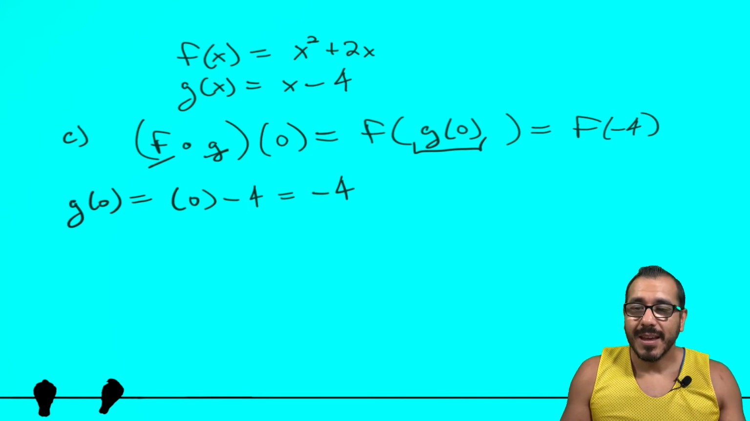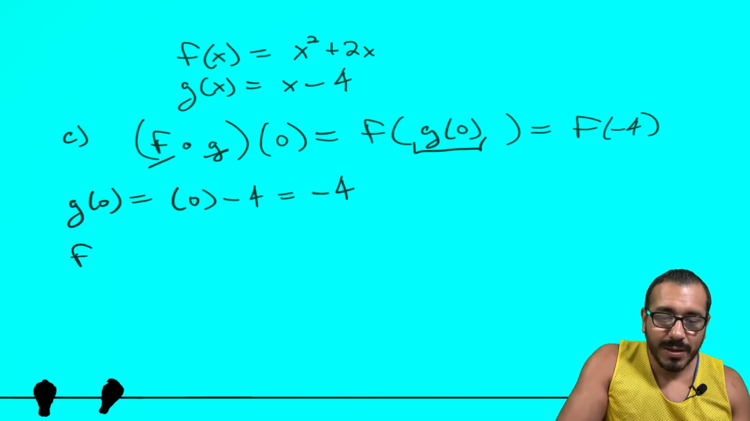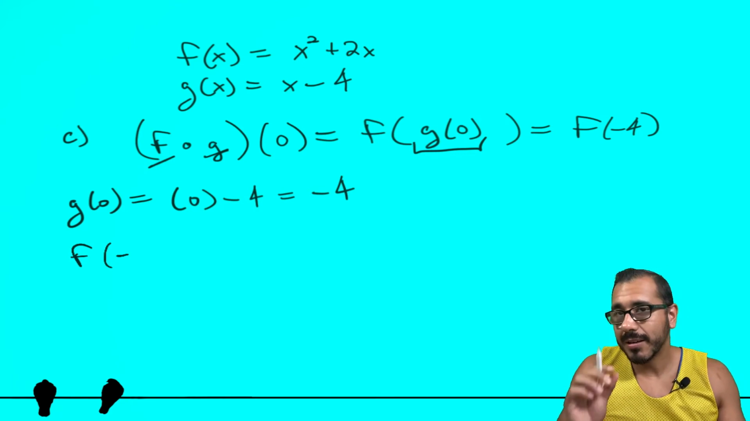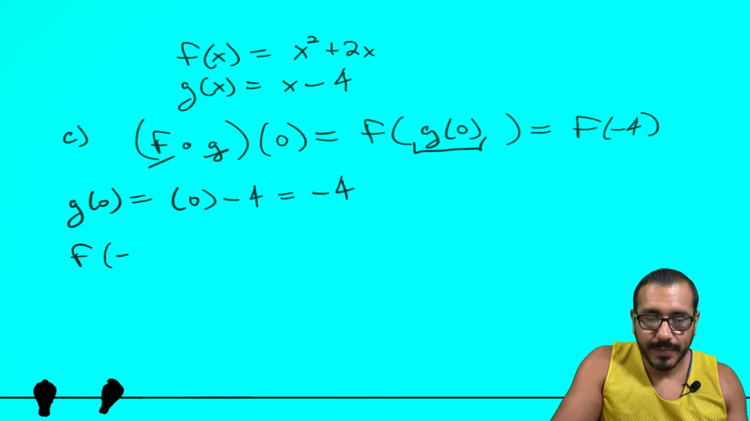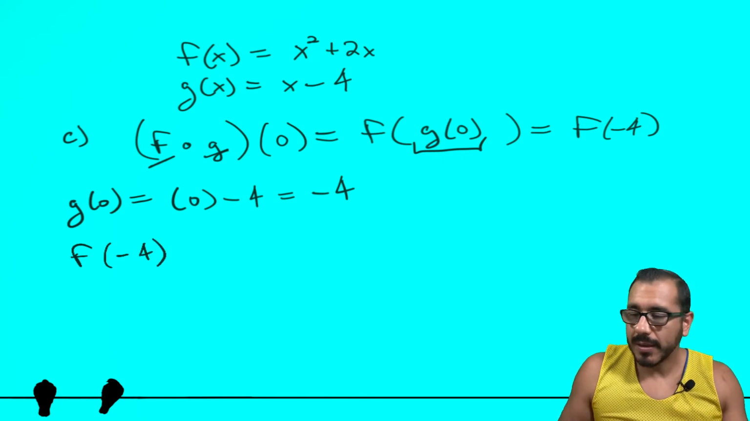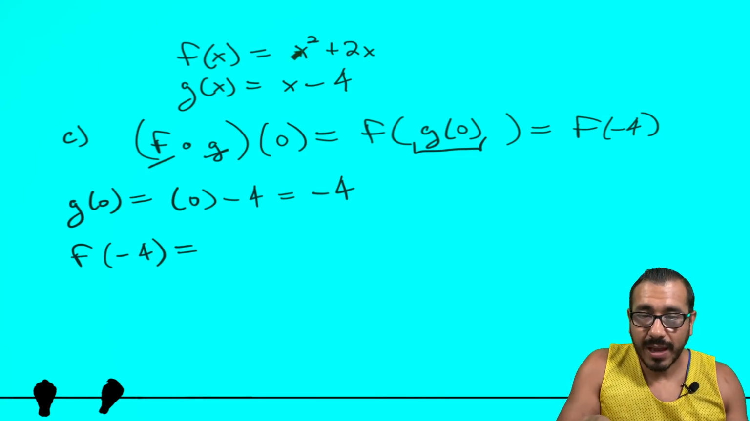Now that's easy enough because I'm going to go grab my function f. And what am I going to plug in? That -4. You've got to be careful. So we're going to plug in -4 into our function here. We're going to have (-4) squared plus 2 times -4.